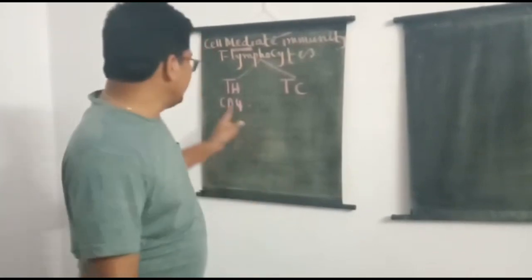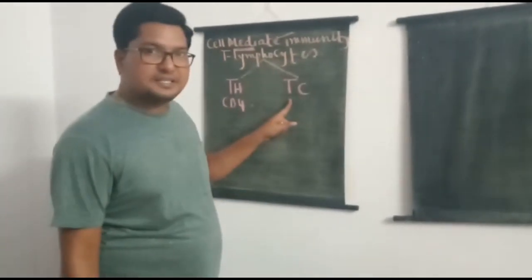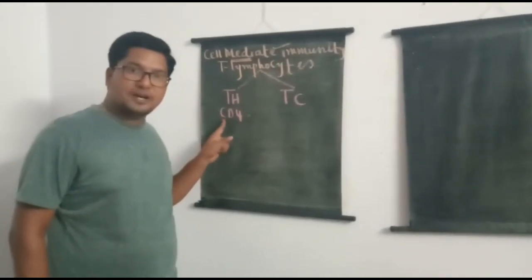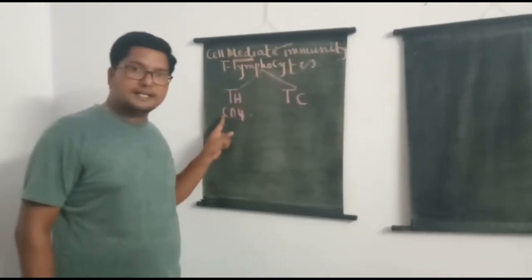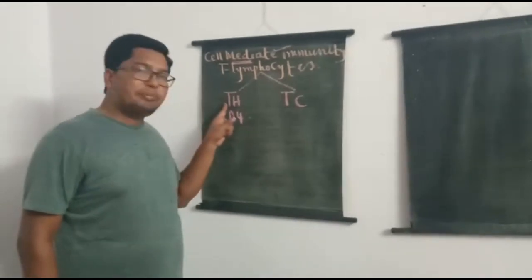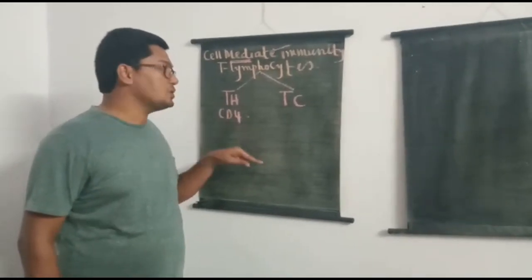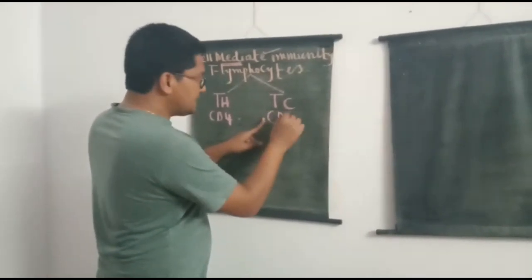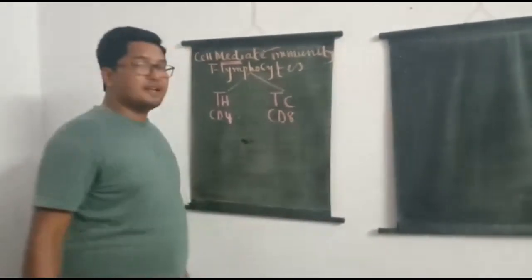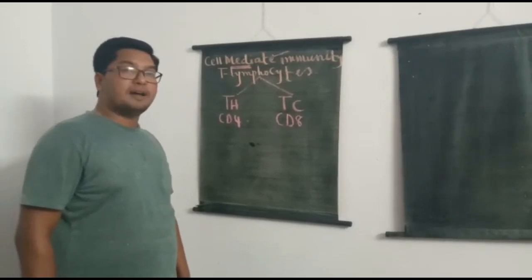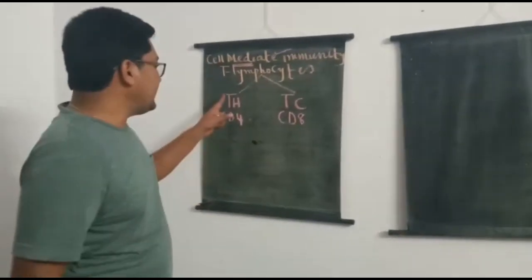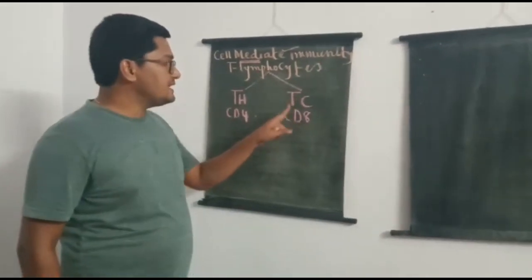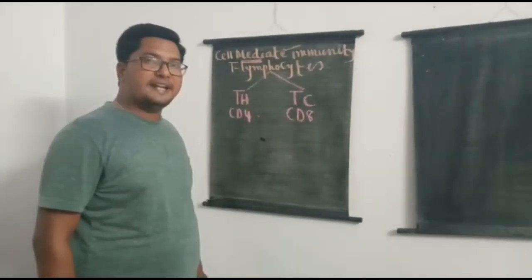It can be CD4 and CD8. On the surface of T helper cell, which type of marker or receptor is present? CD4 marker is present. That's why T helper cells are called CD4 cells. Whereas on the surface of TC cell, which type of surface marker is present? CD8 marker is present. So T helper cells are otherwise called CD4 cells. TC cells are otherwise called CD8 cells.